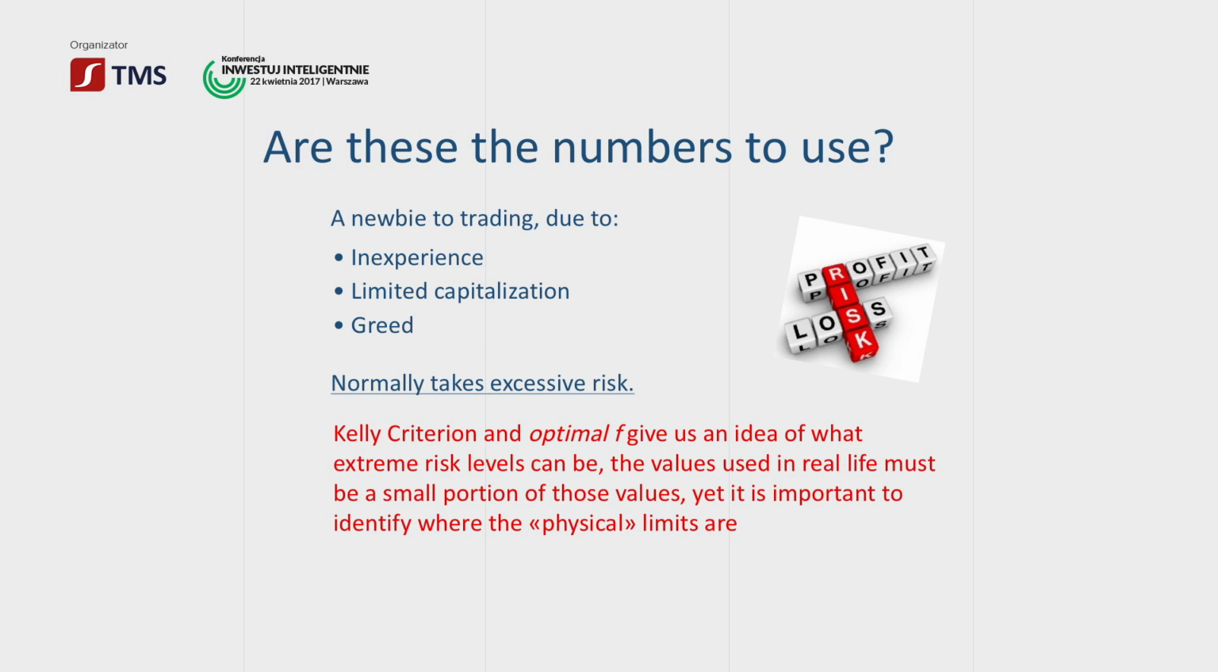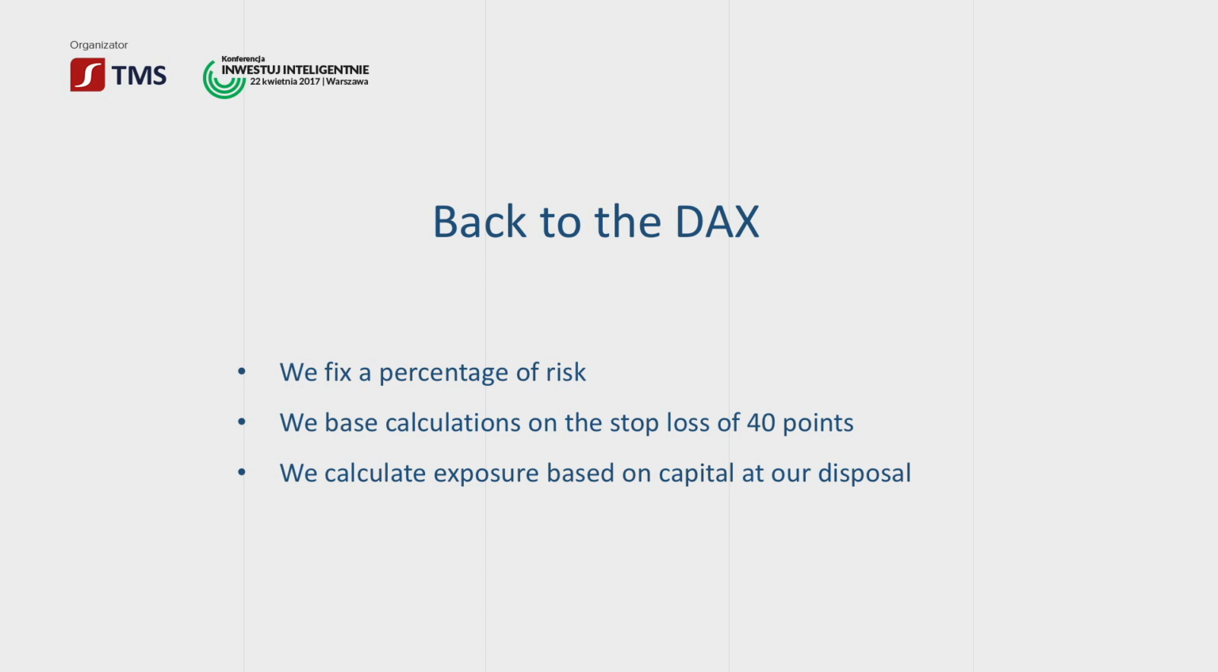So let's go back to the DAX now, the strategy that our friend wanted to know everything about. We can fix a percentage of risk. We decide to trade that strategy with a certain percentage of risk. And we base our calculation on the stop loss, 40 points. That is what we risk to lose.